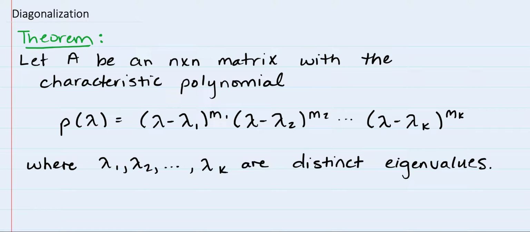Let's look at a theorem from your book in section 6.3. It says, let A be an n by n matrix with the following characteristic polynomial, P of lambda is equal to this, where each one of these lambda i's is an eigenvalue, and each one of these mi's is an associated algebraic multiplicity.